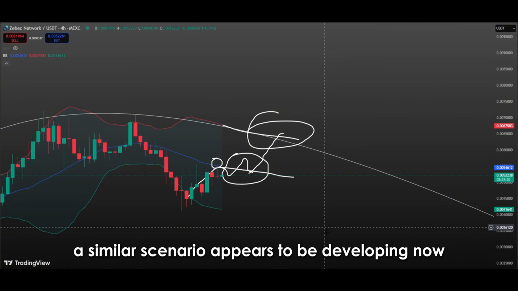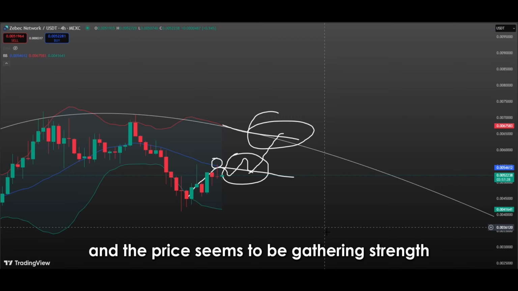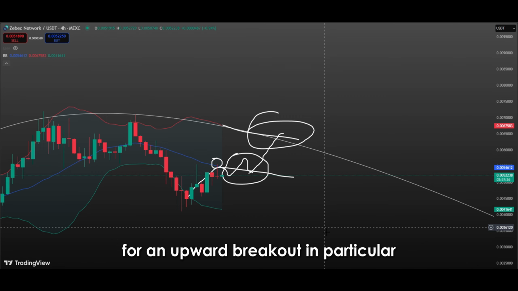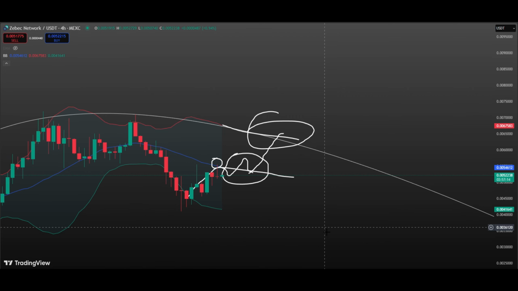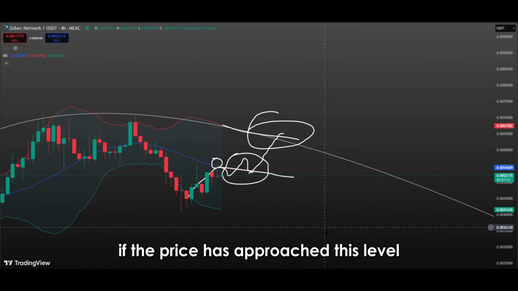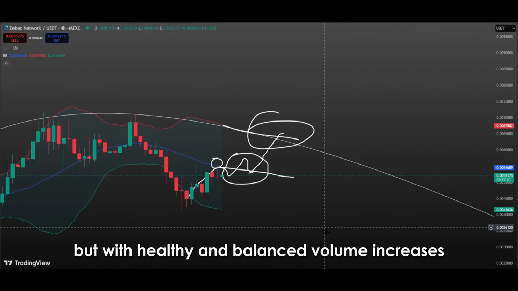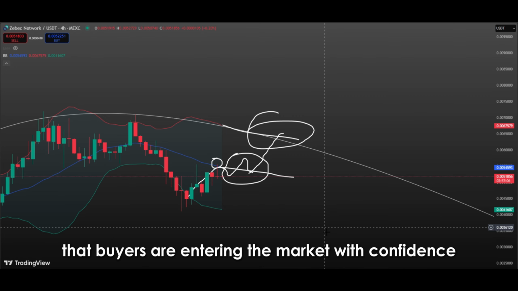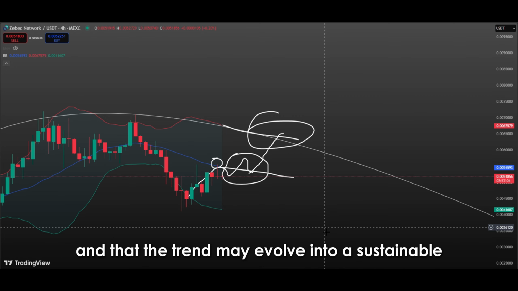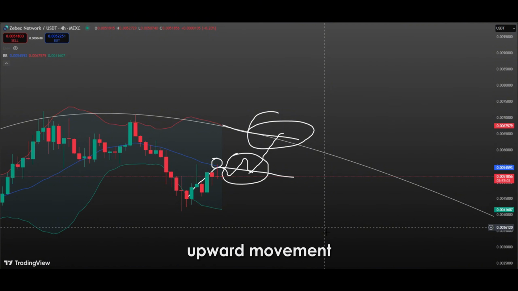A similar scenario appears to be developing now, and the price seems to be gathering strength for an upward breakout. In particular, the recent recovery movement that started from the lower band has increased upward pressure, which can be considered a significant technical development that strengthens the likelihood of the middle band being breached. If the price has approached this level, not with low volume, but with healthy and balanced volume increases, it indicates that buyers are entering the market with confidence and that the trend may evolve into a sustainable upward movement.